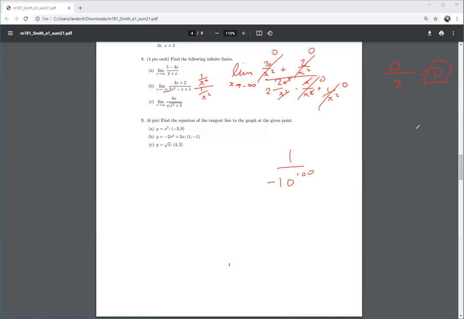So yeah, that's kind of how it works. Would you guys like to do the last one or move on?